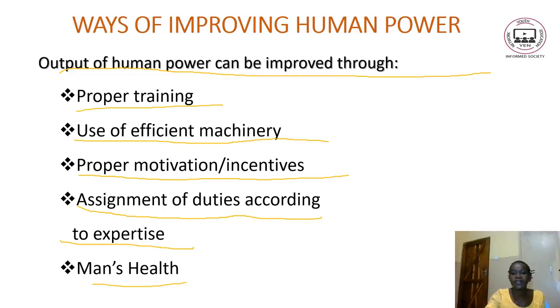Man's health is also one way of improving human power. You as a farmer, you make sure that all the workers you have employed are in good health. If at all someone is not feeling okay, you make sure that you provide all the necessities so that the person feels okay before he goes to work in the field. In that case, it can lead to high productivity in the farm.